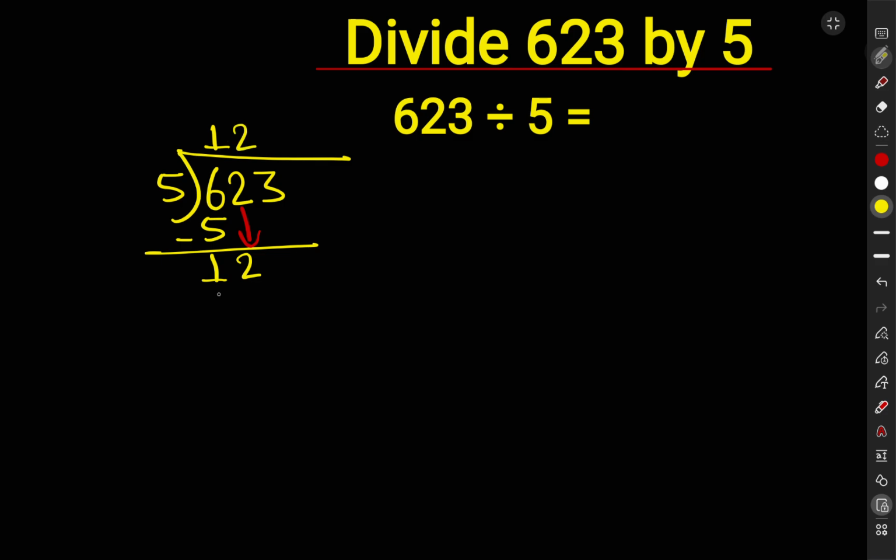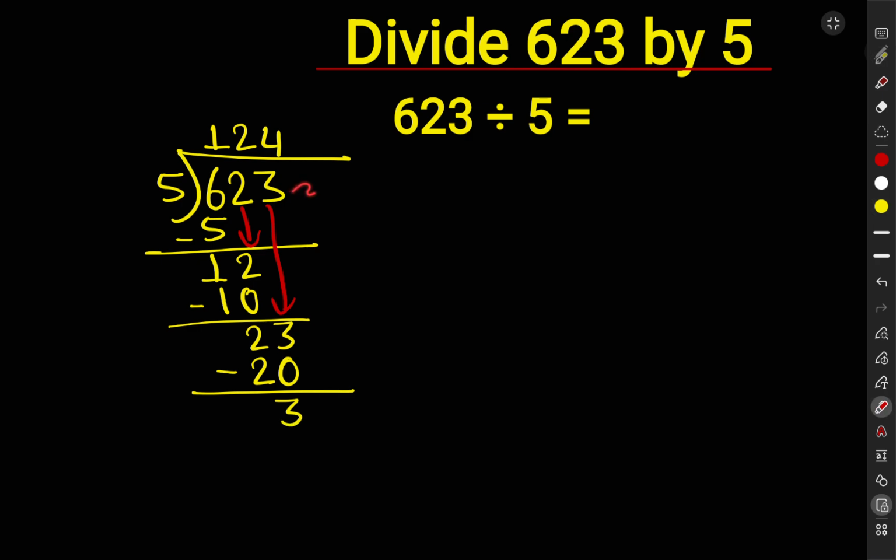5 times 2 is 10. On subtracting, we get 2. So again we put down this 3 and it is 23. 5 times 4 is 20. On subtracting, we get 3.